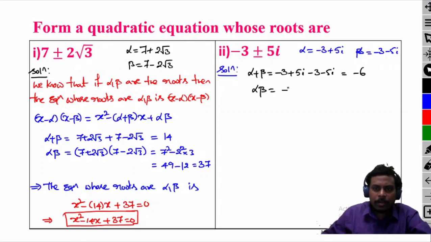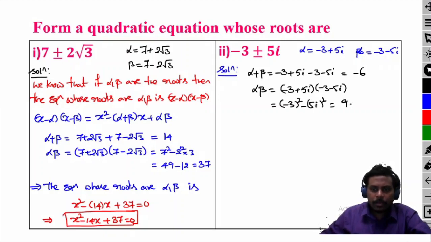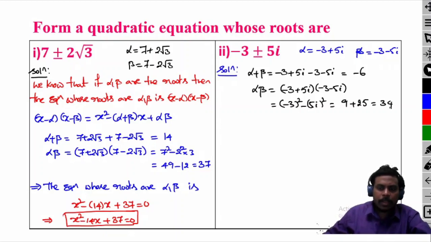and alpha beta is equal to minus 3 plus 5i into minus 3 minus 5i, that is equal to minus 3 whole square minus 5i whole square, that is equal to 9 minus of minus 25, that is going to be 34.